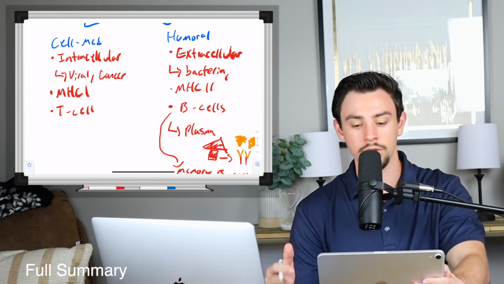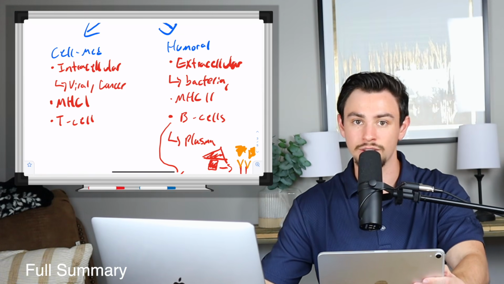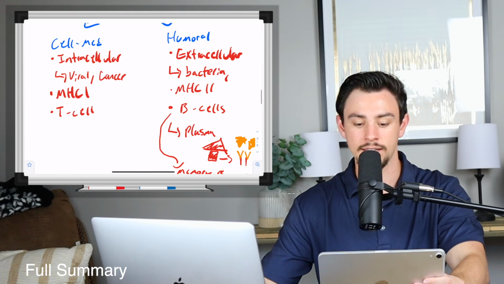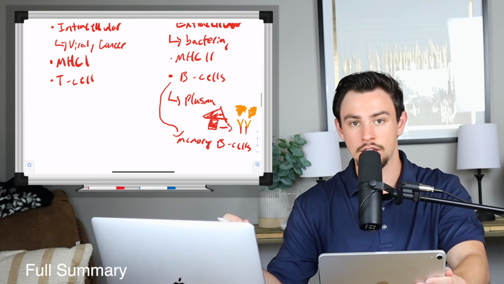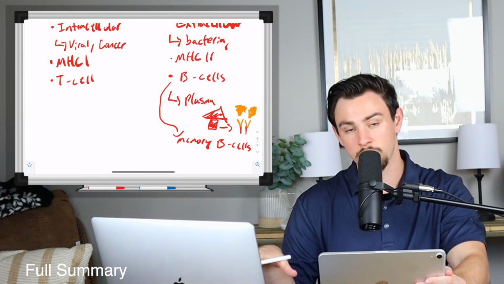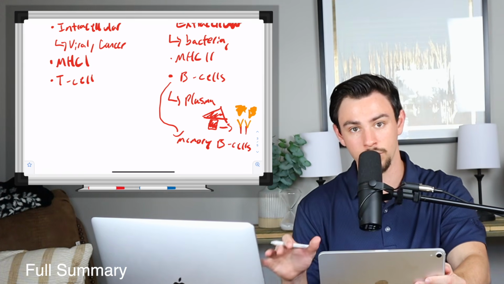The humoral immune system is targeting extracellular pathogens like bacteria, using the MHC2 protein as the antigen presenter, and using B cells, which turn into plasma cells and memory B cells, to kill and remember the immune response.